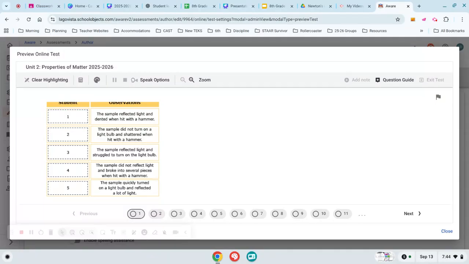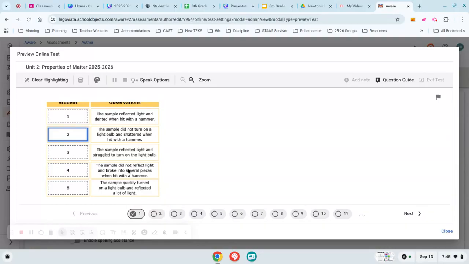This sample did not turn on a light bulb and shattered when hit with a hammer. That tells me it's brittle and it's also not metallic. So this one is definitely going to be a non-metal. This sample reflected light and struggled to turn on the light bulb. That tells me it's probably a metalloid, because it still lit up the light bulb, but not very well.